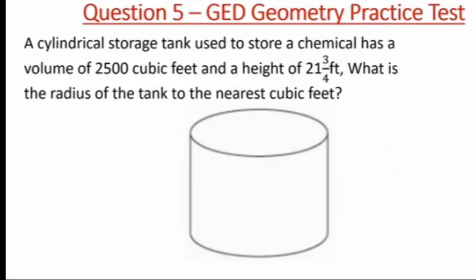Here it says a cylindrical storage tank used to store a chemical has a volume of this and a height of this. You can see this fraction. The GED always puts fractions in their word problems, their geometry problems, just to test your knowledge of fractions. You might not really see fraction questions given directly. They will be in your question as word problems. So you should know how to work with fractions. And the best thing about the GED is that the fractions given can be easily converted to decimal figures.